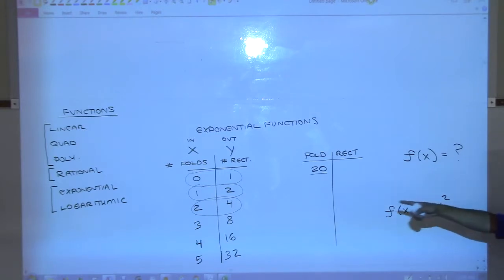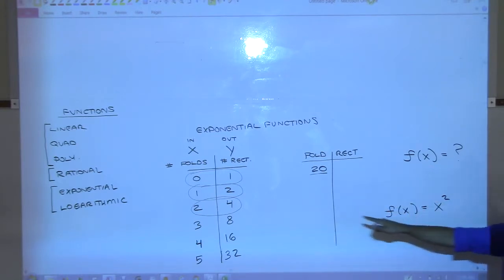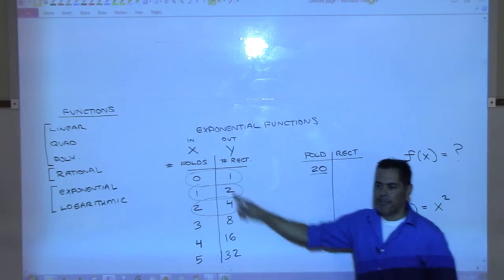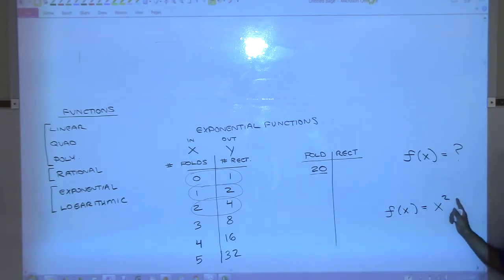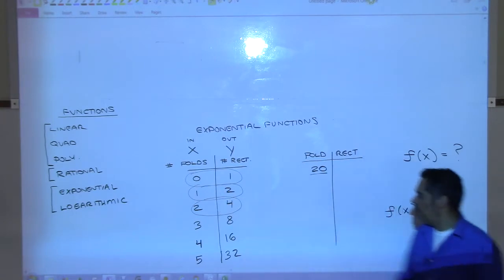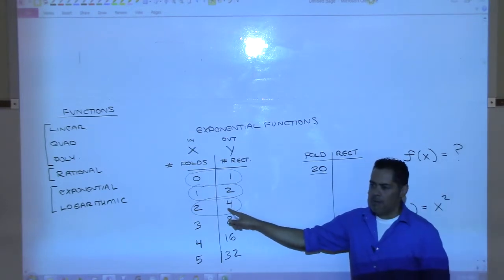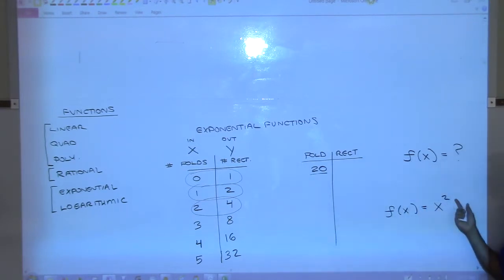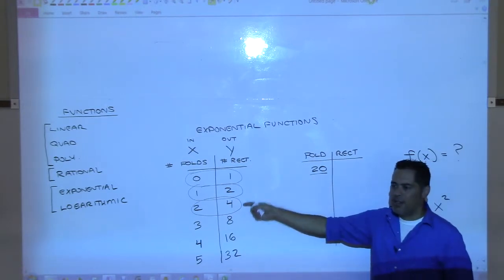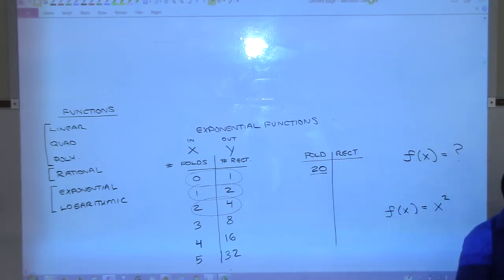Is this function doing this? So if I plug in 0, does it spit out 1? No, right? 0 squared is not 1. If I plug in 1, does it spit out 2? Well, 1 squared is 1, right? If I plug in 2, does it spit out 4? 2 squared? Yeah, it does. It works for just this one, though, right? It doesn't work for all of them. The question is, is there a function that would work for all of these? Understand the question?